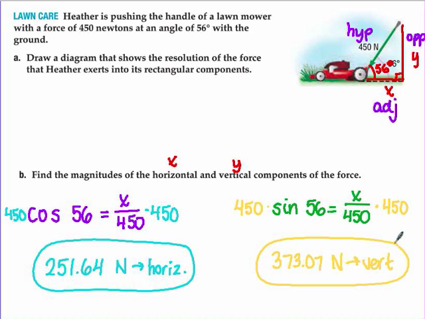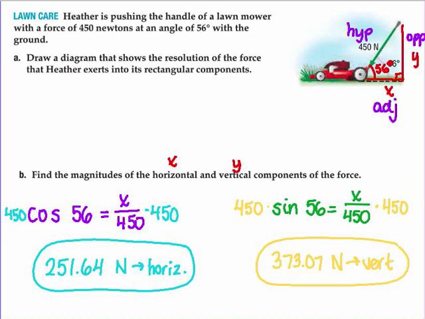Why is it that those added together are bigger than 450? Well, if you use the Pythagorean theorem, they'll exactly equal 450. 251 squared plus 373 squared will equal 450 squared. Okay. So, questions on that? Think you can handle that? I think I can do that.